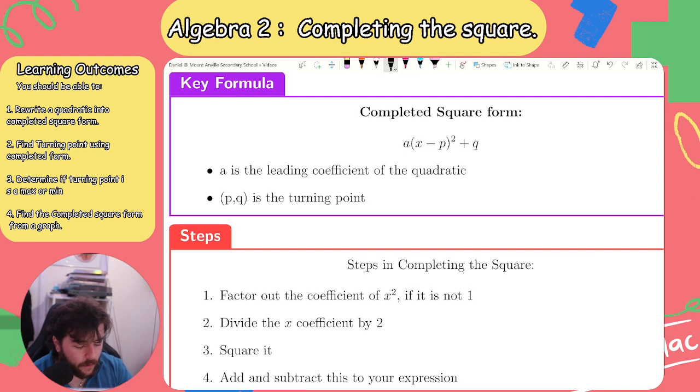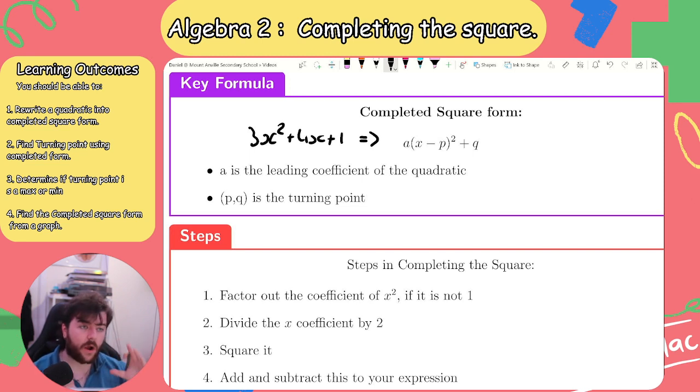We're going to transform a regular quadratic equation, something like 3x squared plus 4x plus 1, into a form that looks like this: a times (x minus p) all squared plus q. It's called the completed square form because I have my x variable as a perfect square. So I'm manipulating it so I get a perfect square with x in it.